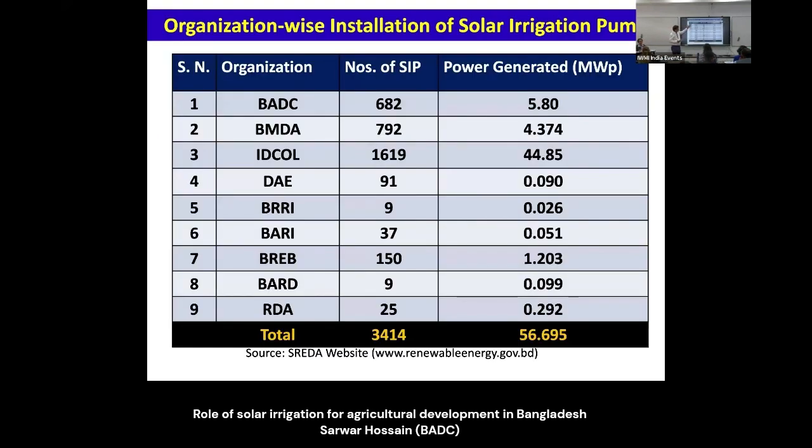In this graph, there are 9 organizations in Bangladesh, most of them government organizations. There are a total of 3,414 solar pumps there, and the power generated is 56.69 megawatt.